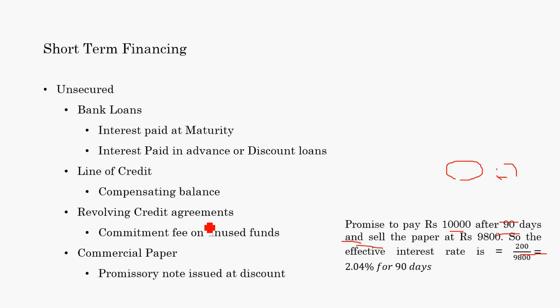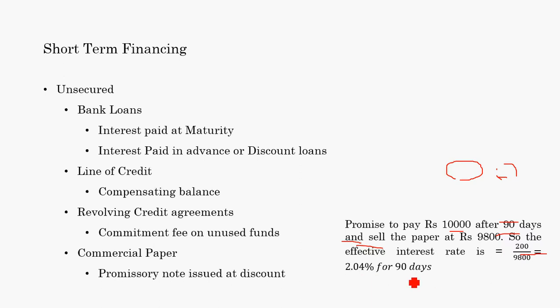Let's say that the company promises to pay 10,000 rupees after 90 days, and generally these commercial papers are sold at a discount. Say it is 90 days and the paper is sold at 9,800. So the commercial paper is being sold at a discount of 200 rupees. So the effective interest rate on this commercial paper is that the company is paying an extra 200 for using 9,800, and this 9,800 is being used for 90 days. So the interest rate for the 90 days would be 2.04 percent.